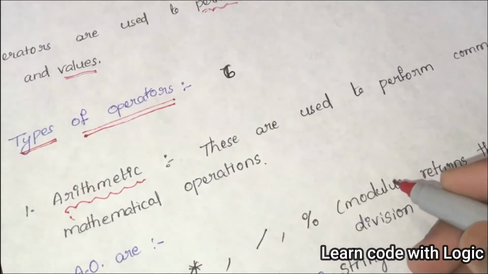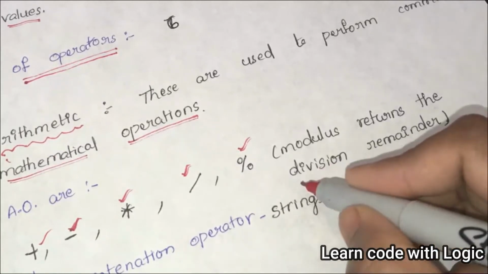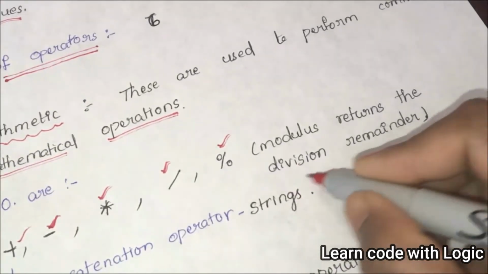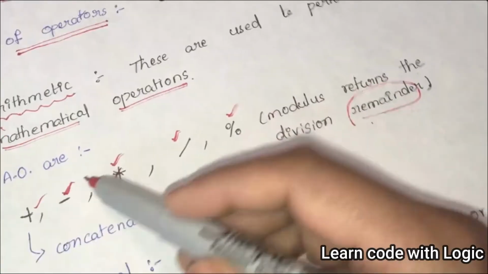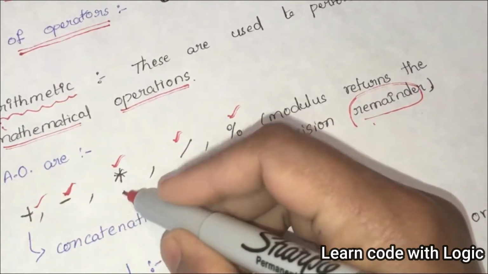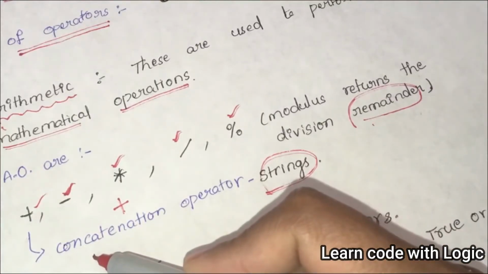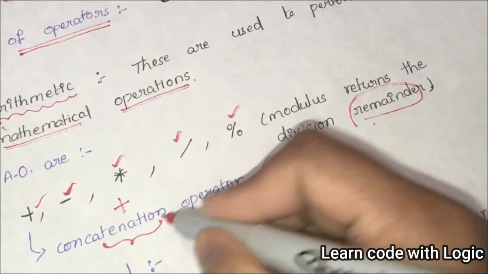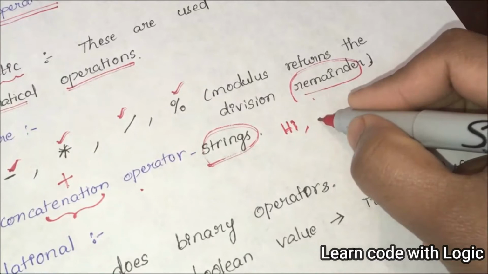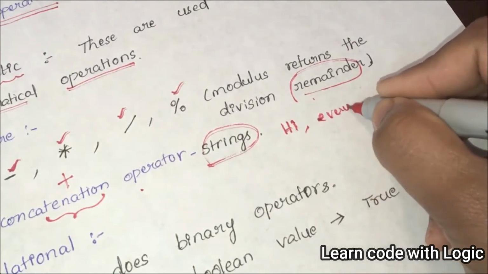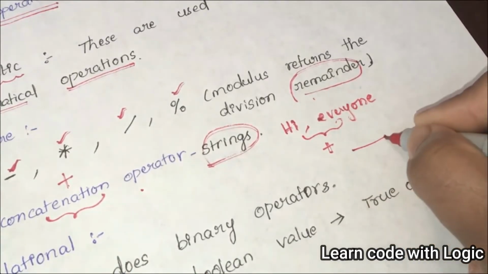These are used to perform mathematical operations: addition, subtraction, multiplication, division and modulus. Modulus returns the division remainder and plus is addition. If you take the same symbol when you are dealing with strings, then this one performs concatenation. Concatenation means it just adds two strings. Suppose you have "hi" and the second string is "everyone". If you concatenate, it brings them all together.